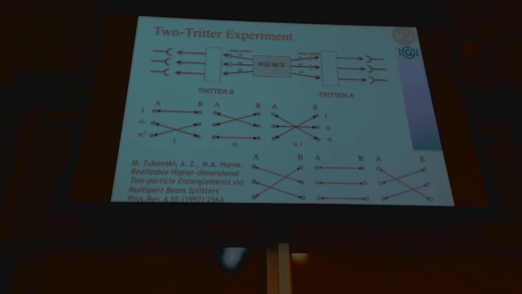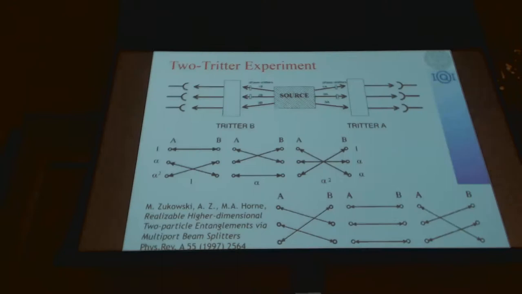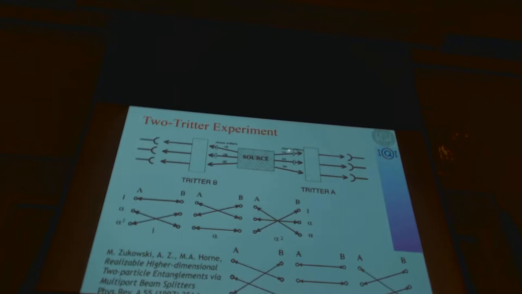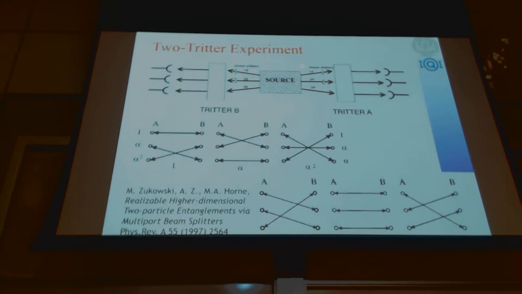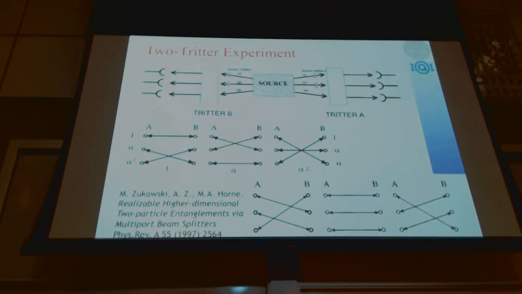So let us consider, for example, a specific example of something interesting happening. We consider a source which produces entangled states of two photons in a superposition where photon one goes to the left side and the other photon goes to the right-hand side. Mode one is correlated to mode one, mode two is correlated to mode two, mode three is correlated to mode three. So you have a three-term superposition in the entangled state.